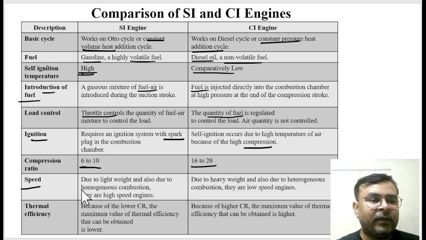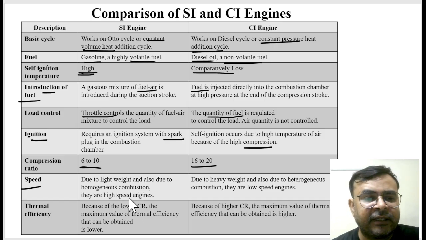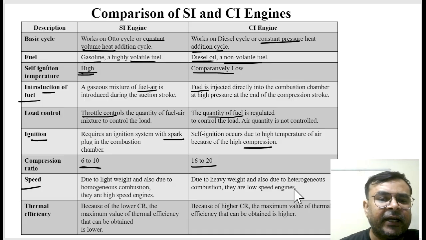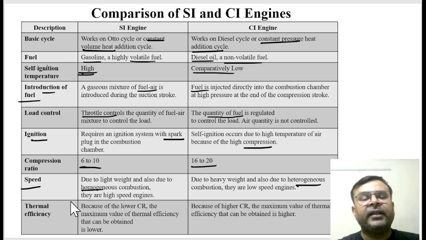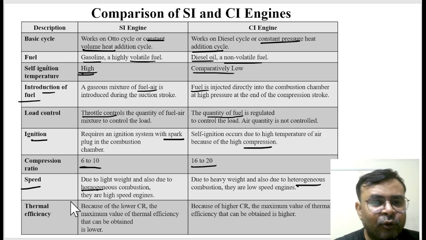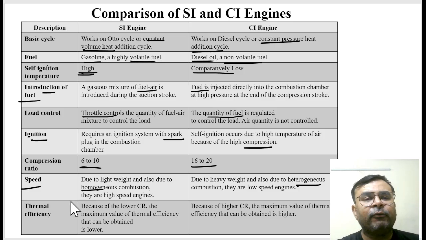But if I talk about speed, then of course the SI engine, due to its light weight and homogeneous combustion, is a high speed engine. But here the combustion is heterogeneous. What is homogeneous and heterogeneous? See, in an SI engine, both air and fuel mix together in the carburetor and then enter the cylinder. Then we have a uniform, homogeneous mixture of air and fuel. That's why here we get homogeneous combustion.